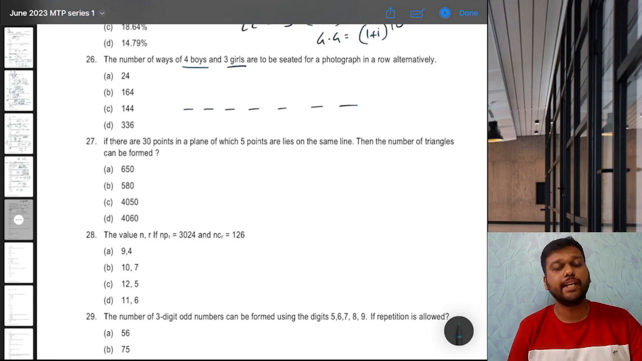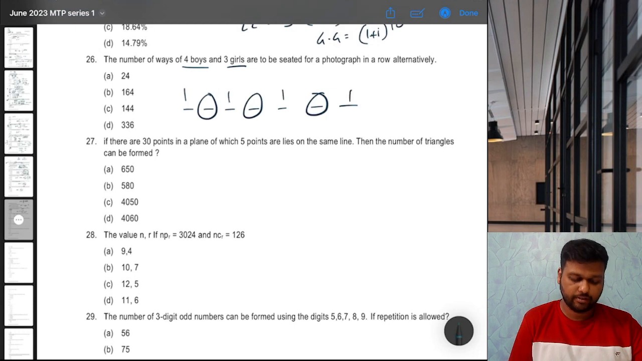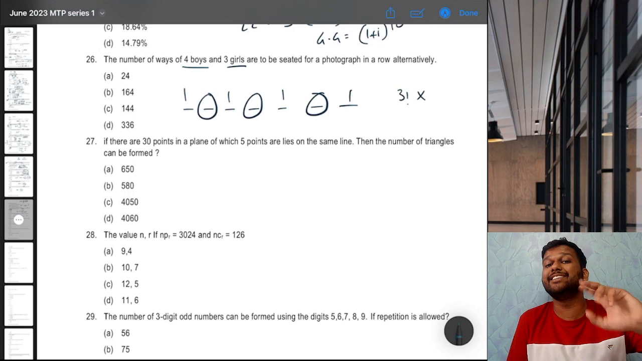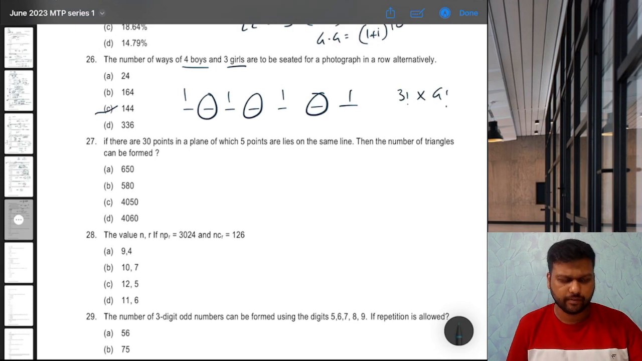If you want to seat them alternately, there is no other option. You have to sit the girls here, and then you have to sit the boys here. So 3 girls can be seated in how many ways? 3 factorial. And 4 boys can be seated in 4 factorial ways. So 6 into 24, 144 is the correct answer, option C.